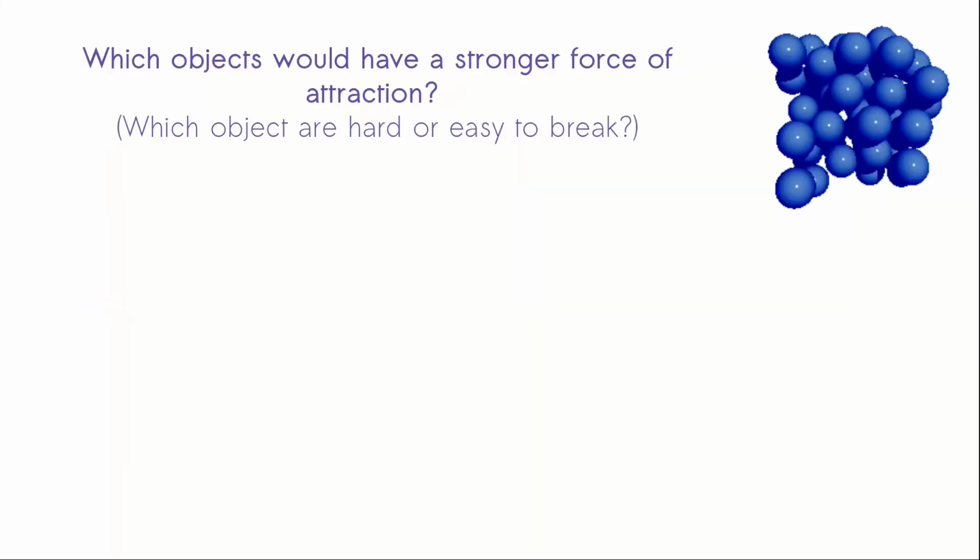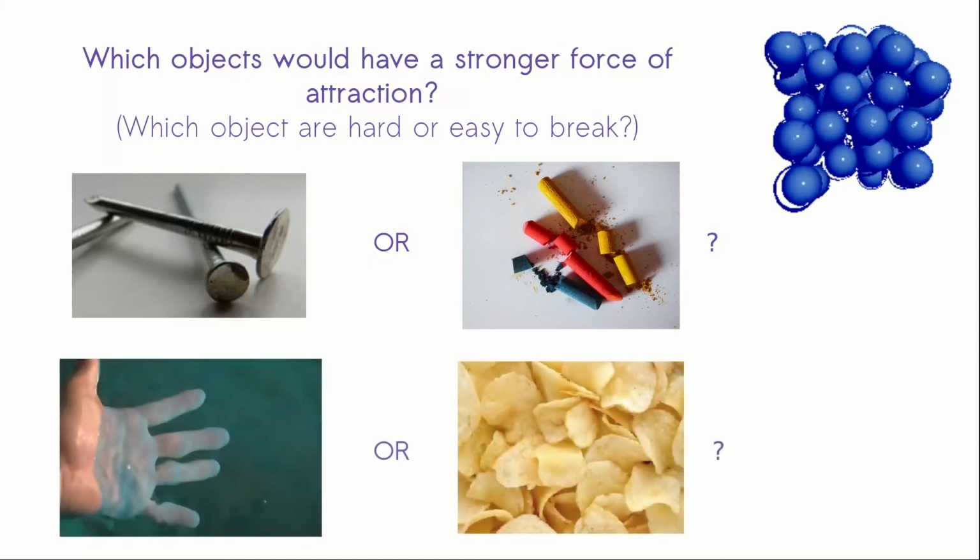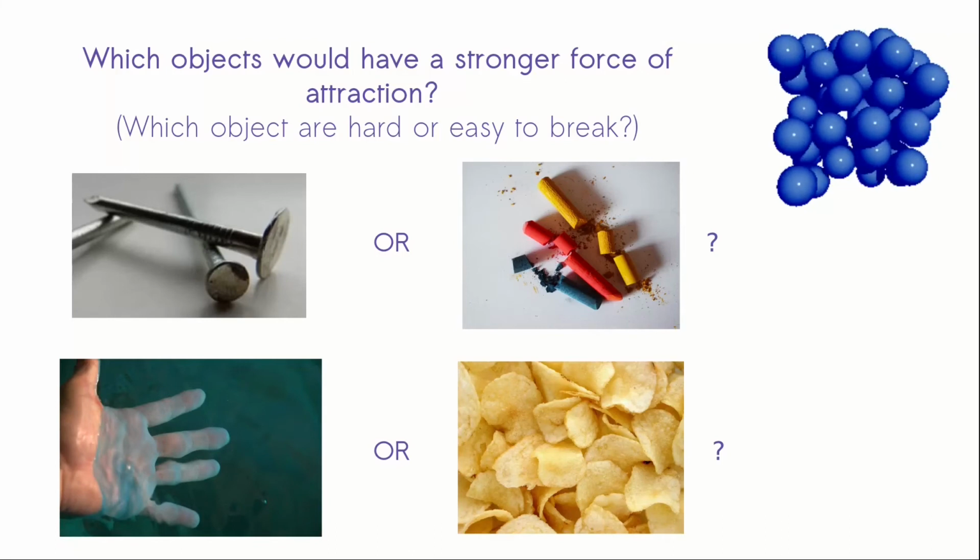Now, which objects would have a stronger force of attraction? That means, which objects are hard or easy to break? A nail or a chalk? What about water or say some potato chips? Once you have thought about it, the answers are in the next slide.